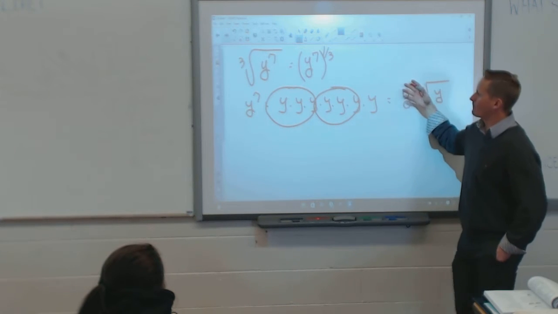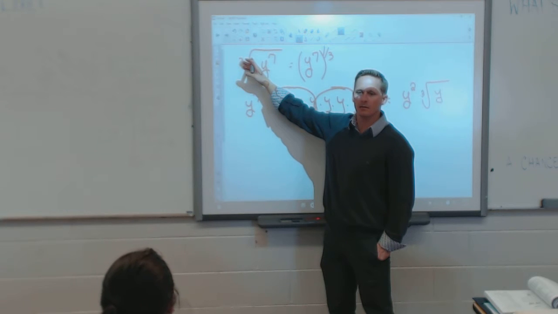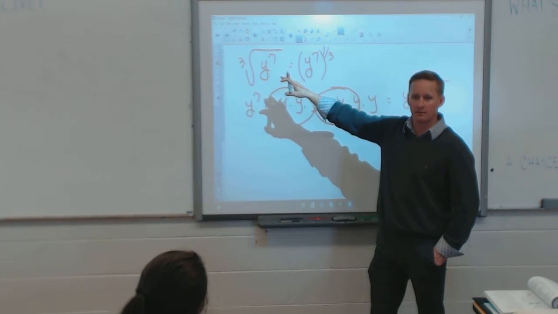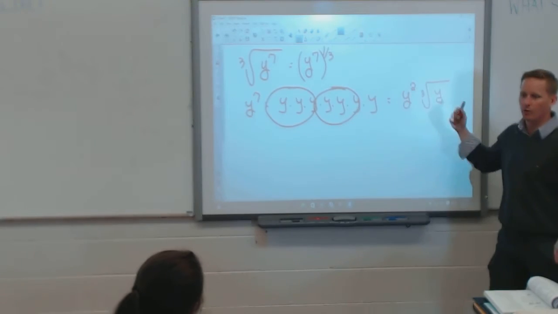So what am I doing? I'm removing all of the whole number groups out of here. And if there's anything left over, I just leave it in there. And that would be the answer. Y squared cube root y.